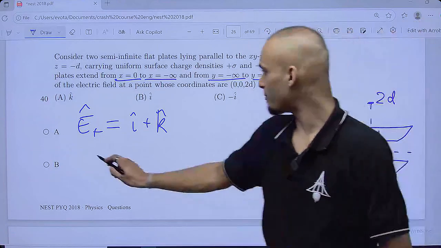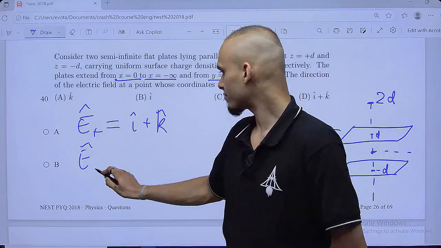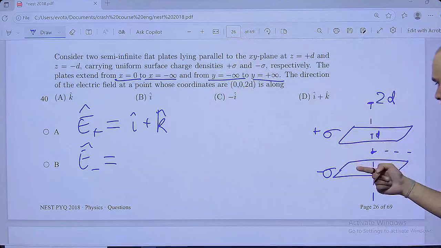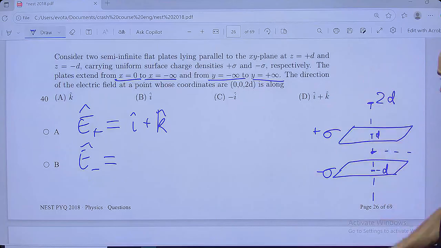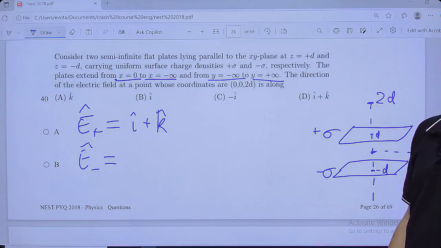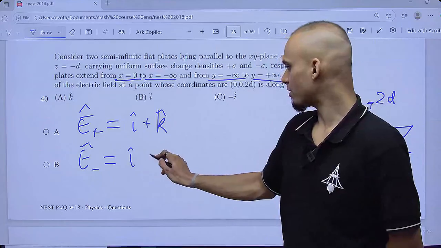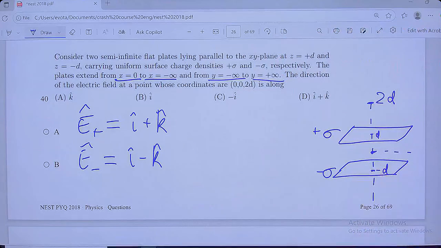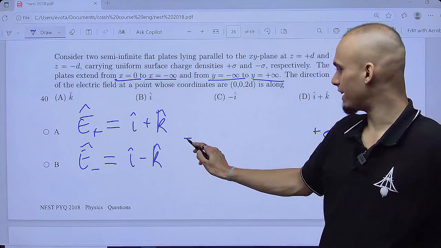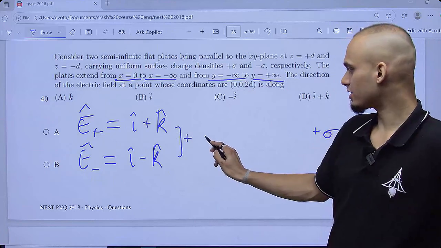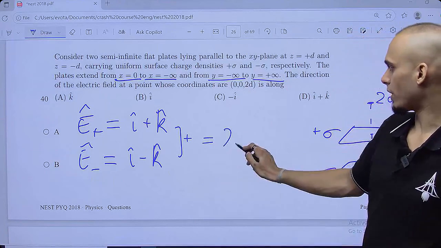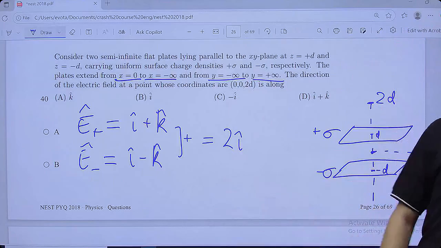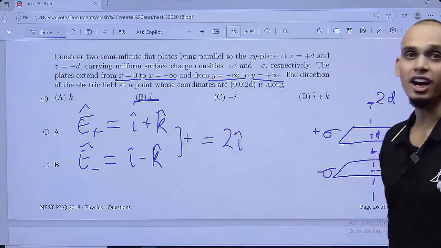And similarly, due to minus sigma, the electric field will be in the direction of i cap, still towards x, and k cap will be negative because it is attractive towards the negative direction. So i cap minus k cap will be the electric field direction due to this negatively charged plate. If we add these two, k cap and minus k cap will get cancelled. Adding these, we will get twice of i cap as the direction of the electric field. Again, it will be along the x direction.